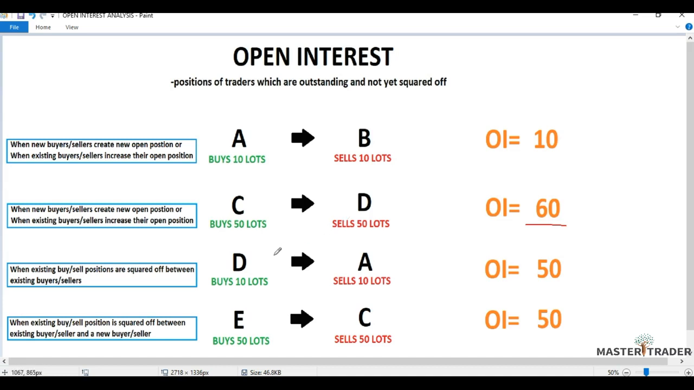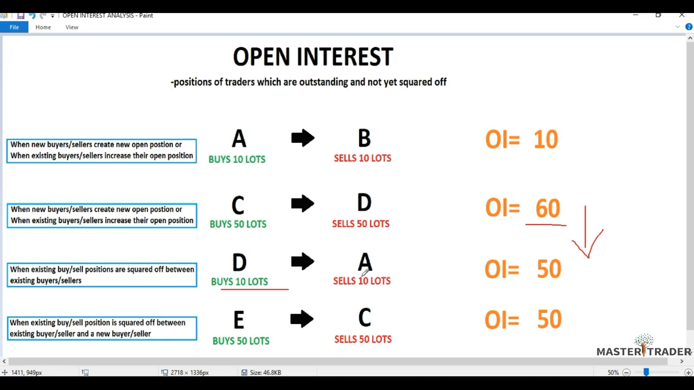When there's a transaction between existing traders, that will not increase the open interest, that will decrease the open interest, because D is buying the 10 lots from A. So this will reduce the open interest by 10. This may get a bit confusing, so if you want, just go back and watch this again. But this is how open interest works.